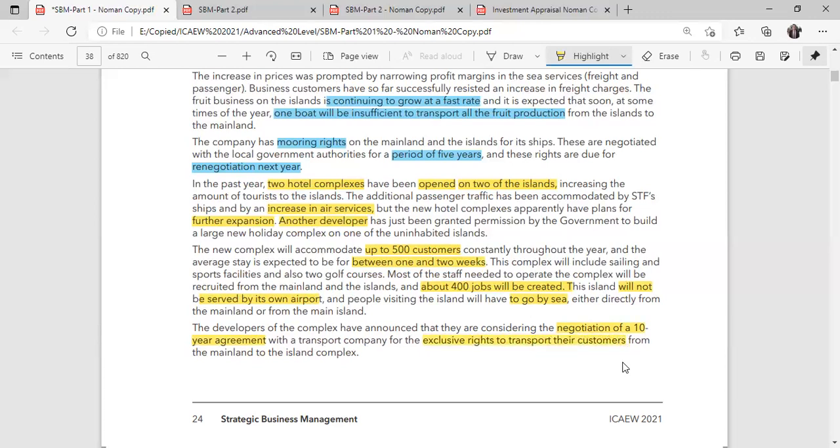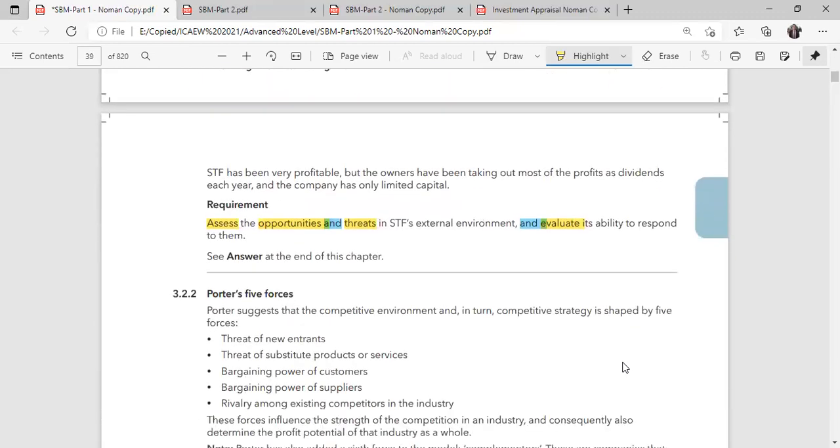Growth opportunities: developers, hotel, agriculture business. And lastly, you are negotiating for 10 years. That is also more than your renegotiation rights with the government. So it looks like there are a lot of good growth opportunities and we should go for that. And we have just completed our discussion.